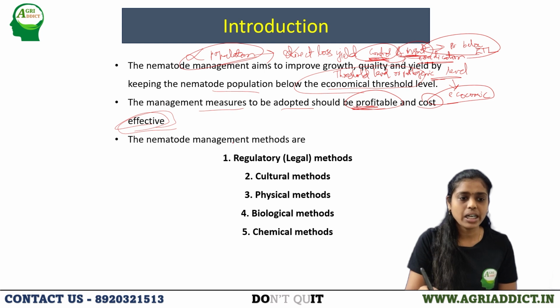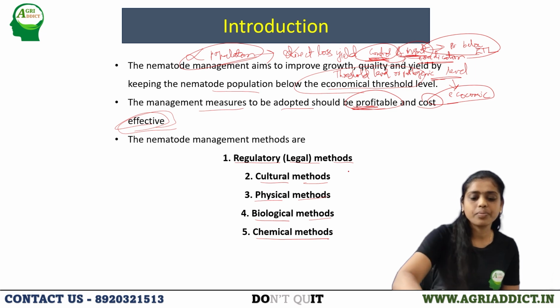The different types of management methods in case of nematodes are regulatory or legal methods, cultural methods, physical methods, biological methods, and chemical methods. So let us know in detail about these types of methods in today's lecture.